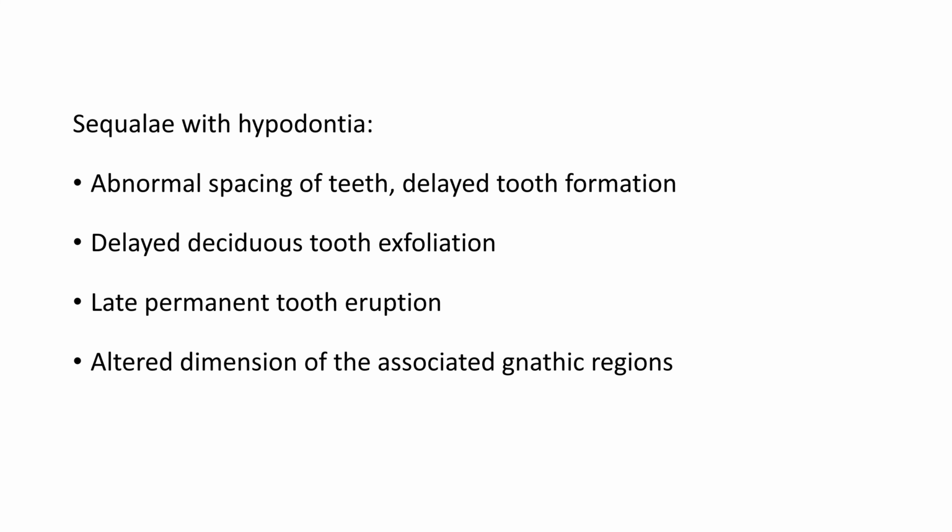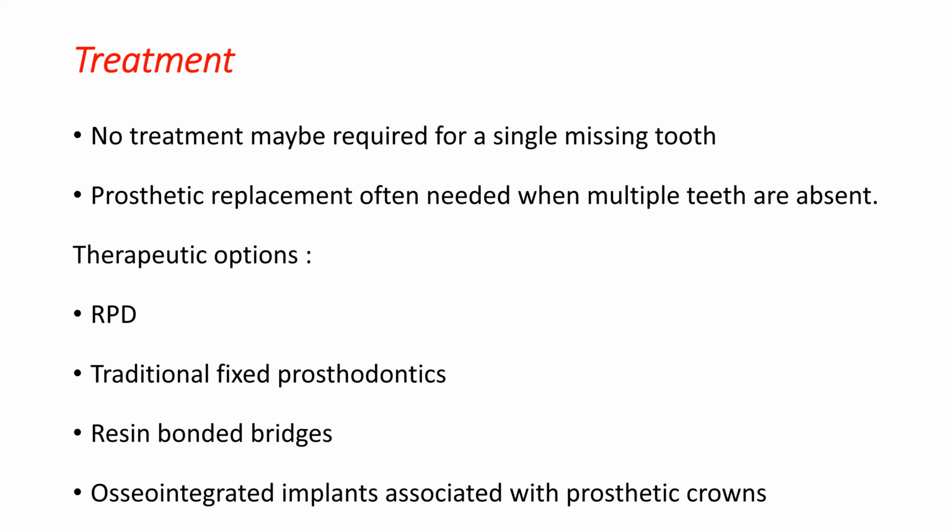Next is sequelae with hypodontia. That means, what are the further complications associated with hypodontia? First is abnormal spacing of teeth, delayed tooth formation, delayed deciduous tooth exfoliation or shedding of deciduous teeth, late permanent tooth eruption, and altered dimension of the associated gnathic regions.